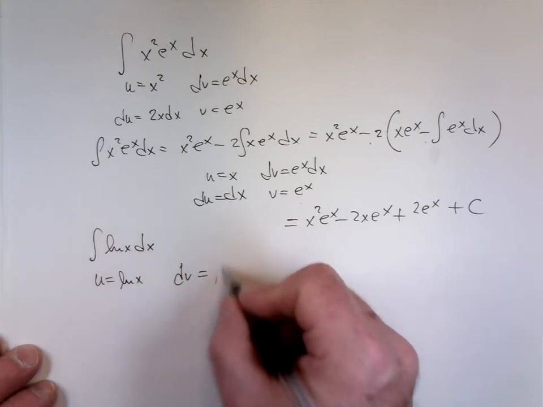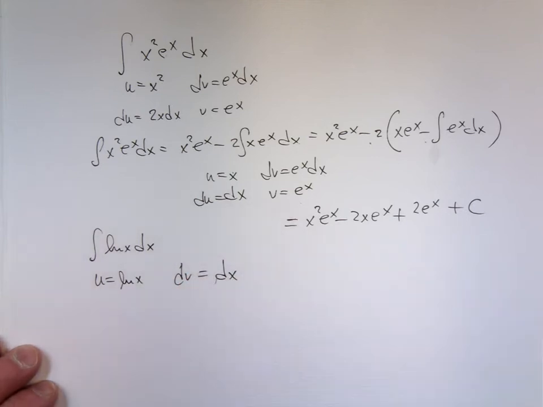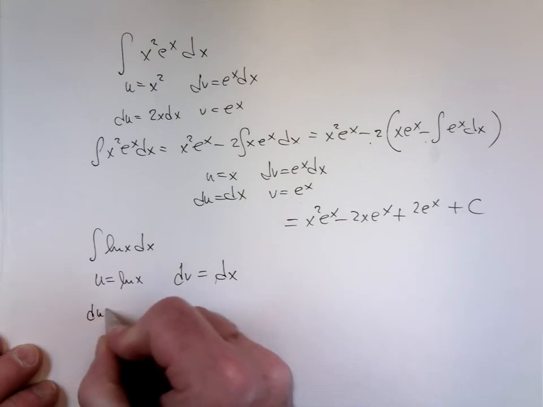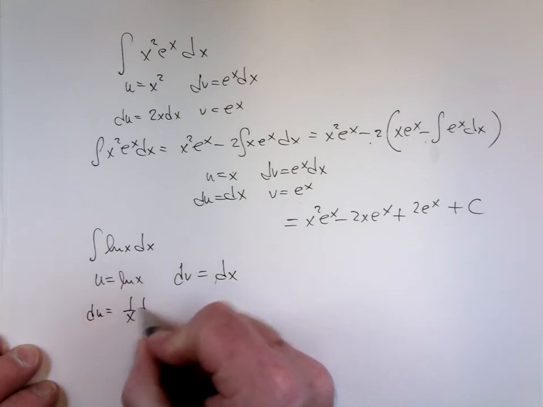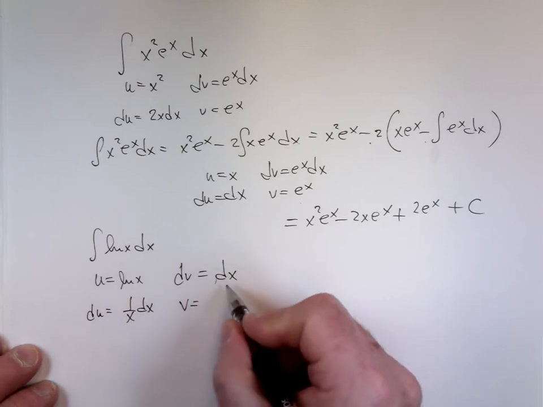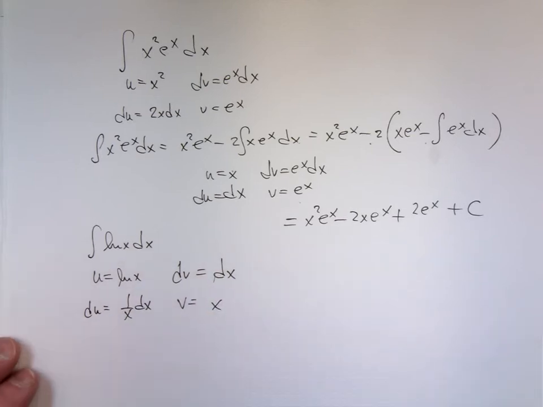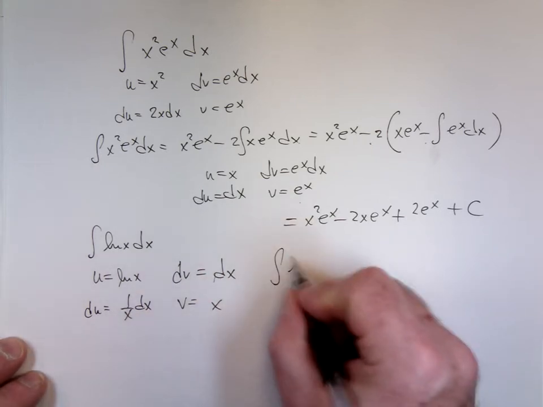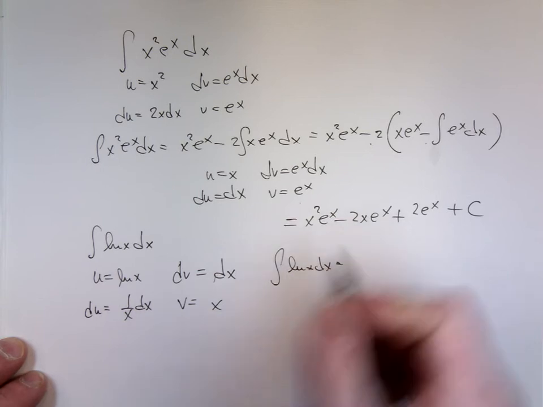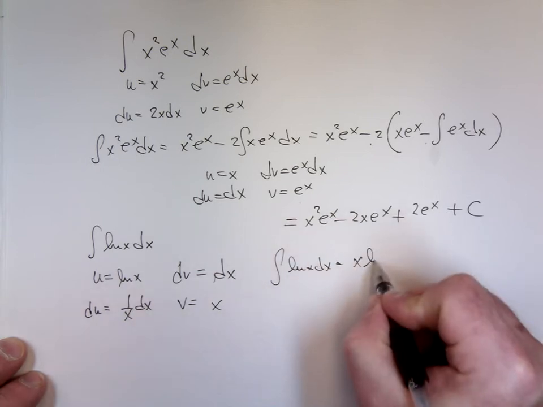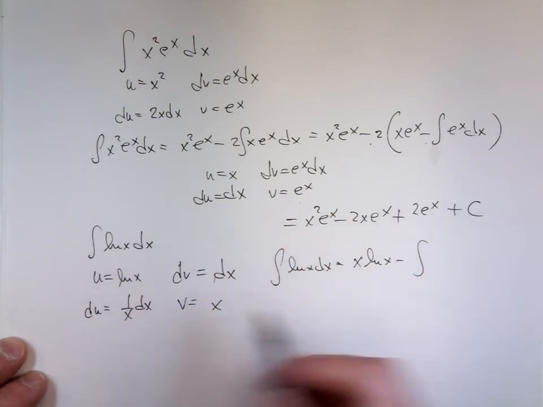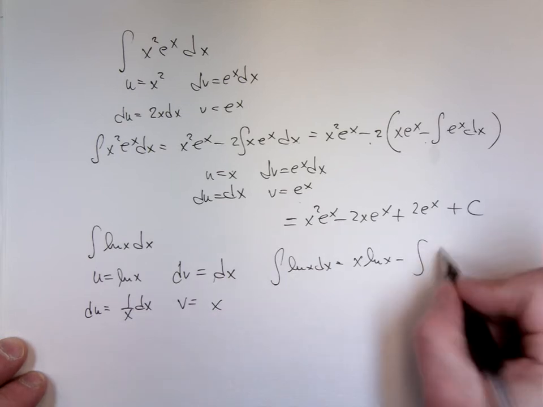What's du? Thank you. And what's v? X, thank you. Integral dx is x. So what's this integral equal to? uv minus the integral of v du. The x's cancel. You get x natural log x minus x plus c.